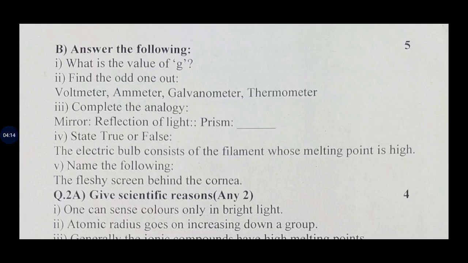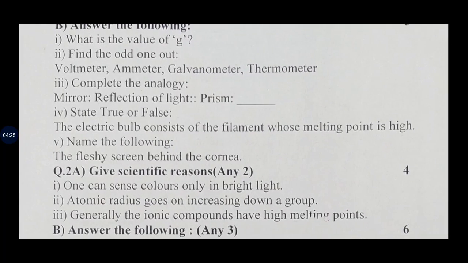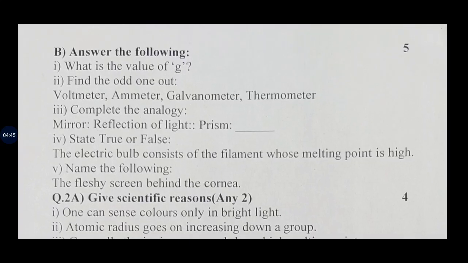Correlation analogy is given. Mirror, what happens in case of a mirror? Reflection of light. So in case of a prism, what happens there? Dispersion of light. State true or false. If you write the direct answer, that is also okay. The electric bulb consists of a filament whose melting point is high. The answer is true. And fourth one, name the following: the fleshy screen behind the cornea. So what is the answer? Don't confuse. If your textbook reading isn't proper, you will struggle with these objective answers.